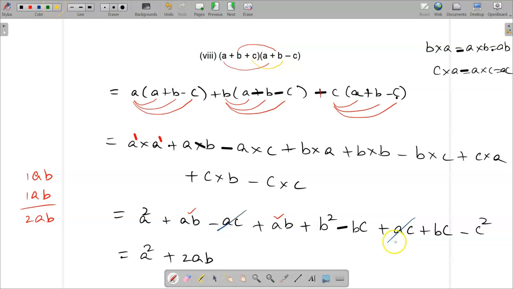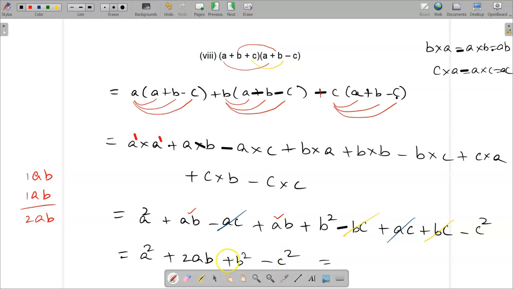And then BC term also. Here it is plus BC, here it is minus BC. So these two terms you can cancel out. And then what are the remaining terms? Here it is plus B square and then minus C square, right? Other terms and all you have combined already.